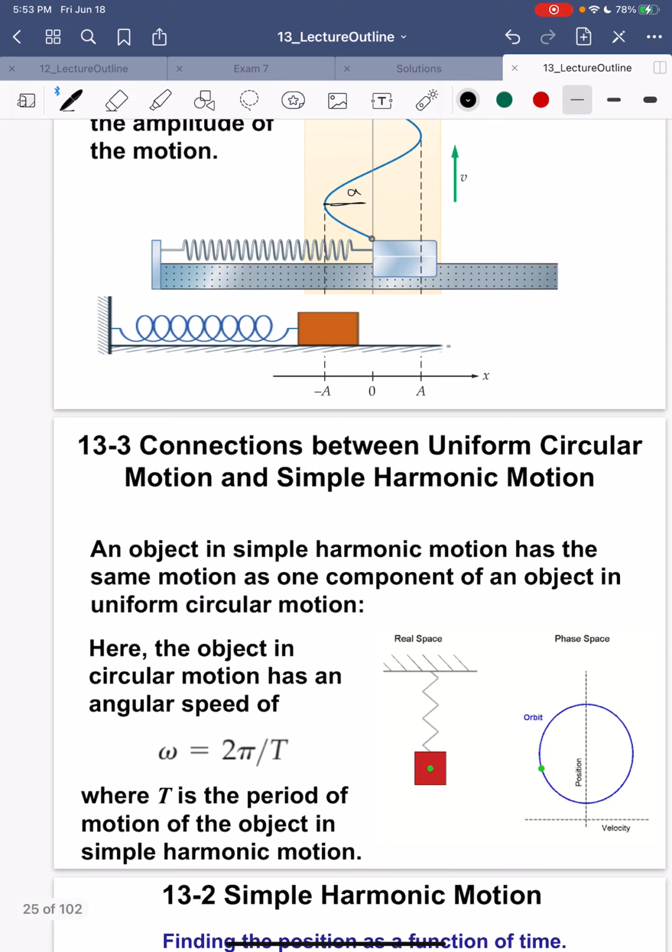Now, an object in simple harmonic motion has the same motion as one component of an object in uniform circular motion. Like this motion here, it is like the motion of the object on the circle; if you project it here, it is going to be very similar to the motion of the mass-spring system. And this is the reason why we will be able to say omega is 2 pi over T, or it is 2 pi times the frequency.